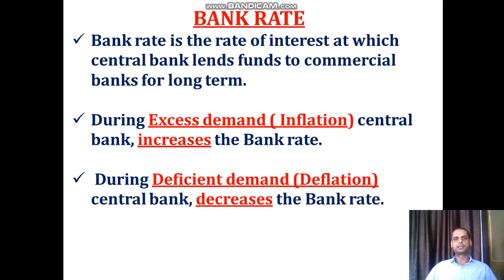You are aware that central bank is the apex bank, and it controls and regulates the commercial banks. Commercial banks can borrow from central bank in case of need. So bank rate is the rate at which central bank lends funds to commercial bank for long term. Commercial banks can borrow, but they have to pay the rate of interest, and that rate of interest is bank rate. Very simple. And as a credit control measure, central bank uses this bank rate to control inflation and deflation.